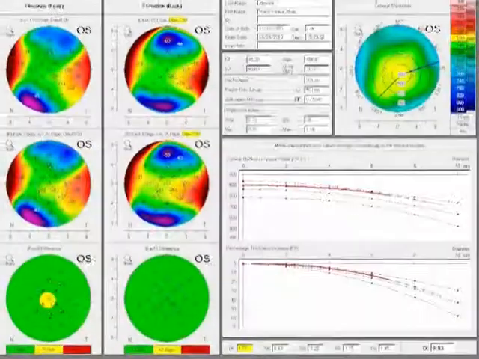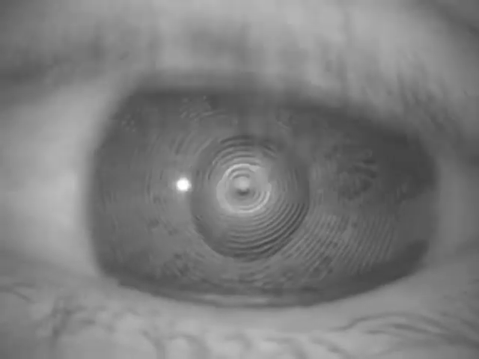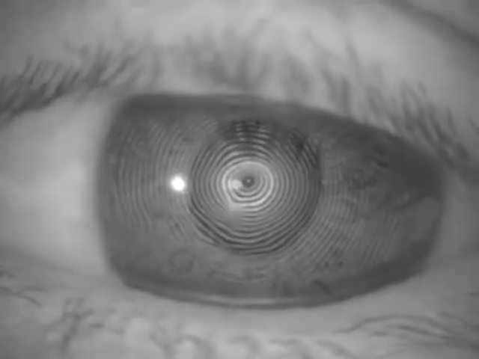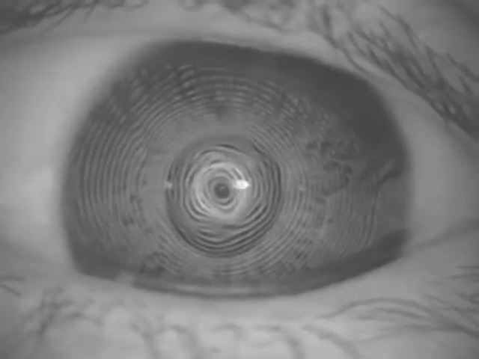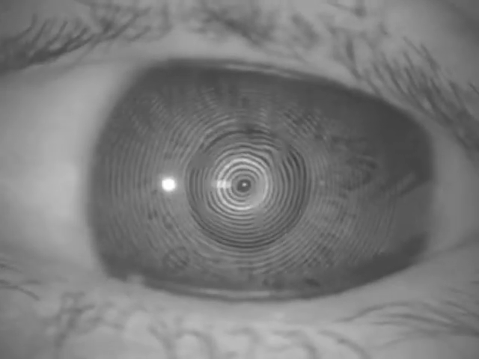The thickness profile is normal, as are the ORA parameters and the new Corvis Dynamic Ultra High Speed Scheimpflug imaging exam, which demonstrates normal deformation amplitude. Even though Placido disc-based topography does not provide the complete picture to rule out ectasia, it does enable the evaluation of the tear film. That is, it acts as a non-invasive tear film breakup time test.